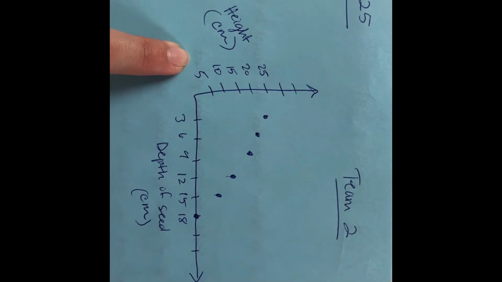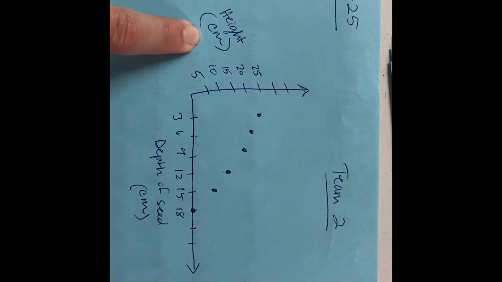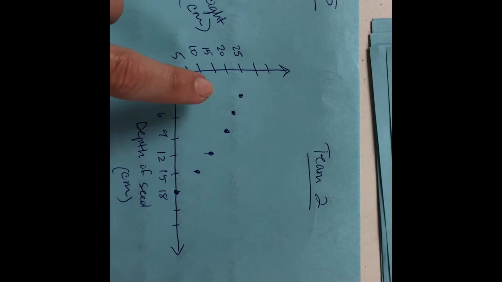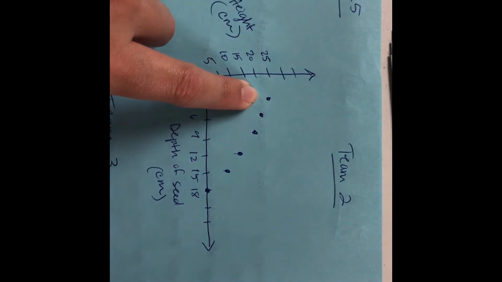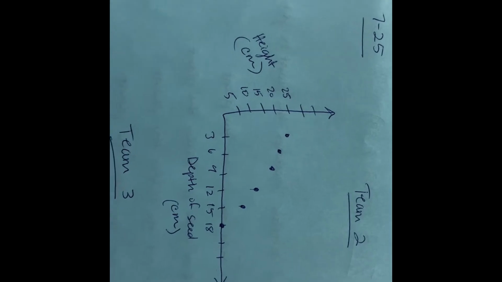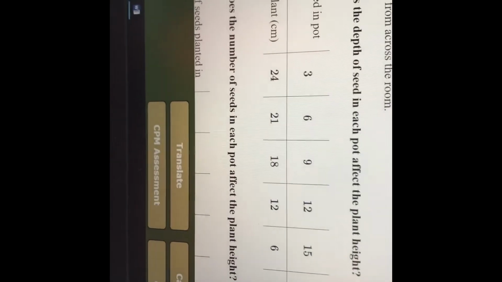So I did depth of seed on my x-axis, height, same thing with my y. I kind of kept height the same for each graph, so height was always my y-axis. And then I just plotted the points. I did not put a line of best fit here, but you could if you wanted to. And I notice a downward trend with that one. I'm just plotting the points from the tables because I'm looking right at my table. There's my table. Here's my graph.